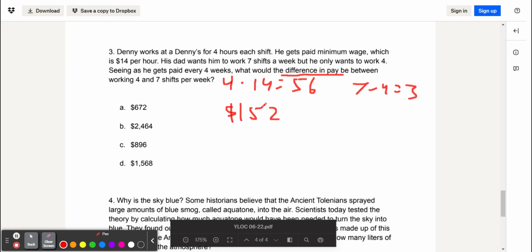Oh wait, my bad. He does not get paid $152. He gets paid $168. Let me clean that up a little bit. $168. Now, he gets paid every 4 weeks, so we have to multiply that by 4. And from that, we will get $672. So that will give us an answer of A.